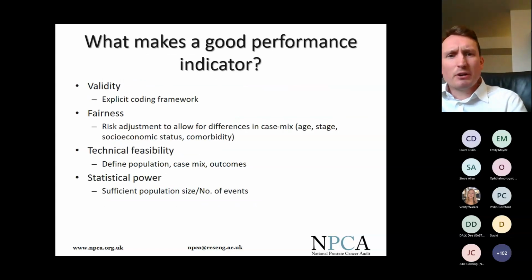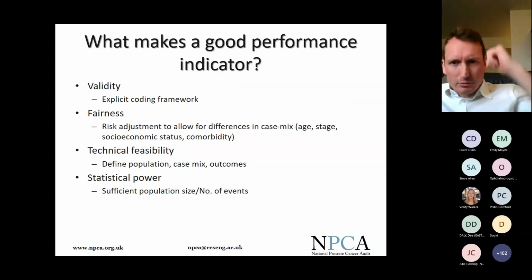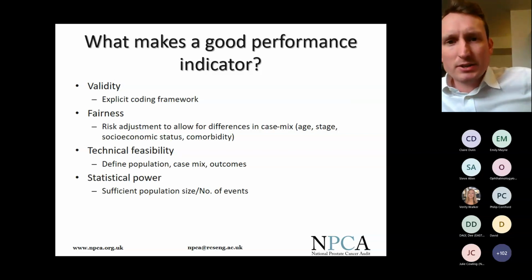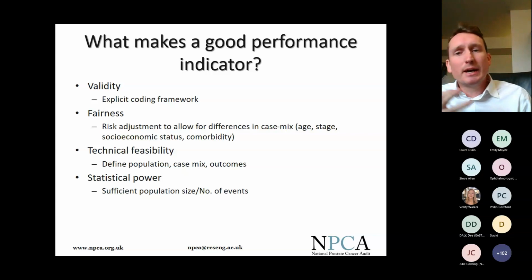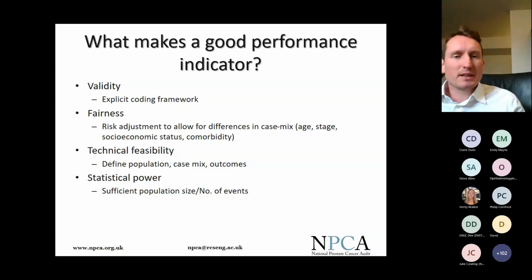So just a general slide here about what makes a good performance indicator, because we really do want to make sure that these indicators are as robust as possible, particularly if we're then using them to give hospitals outcomes and start to compare outcomes between hospitals. So there's four main things that make a good performance indicator.